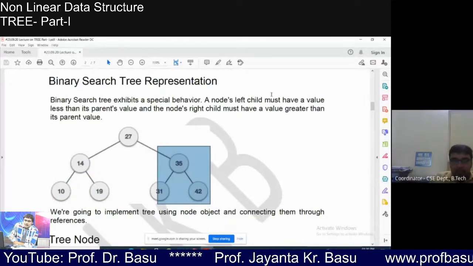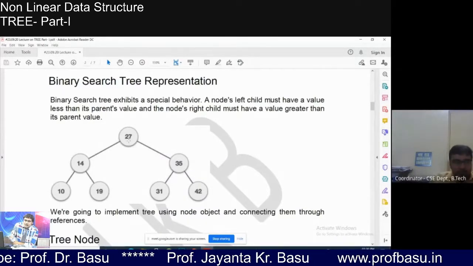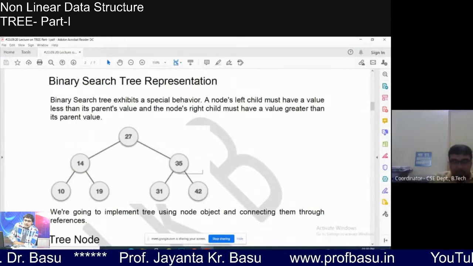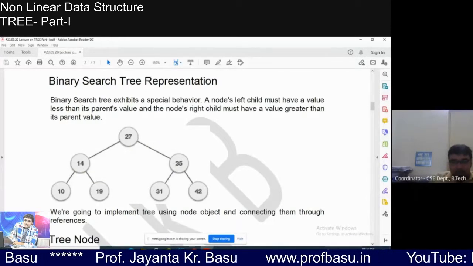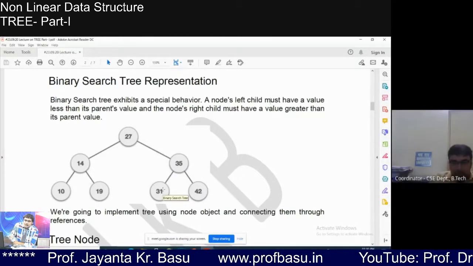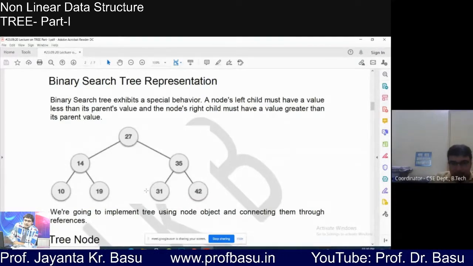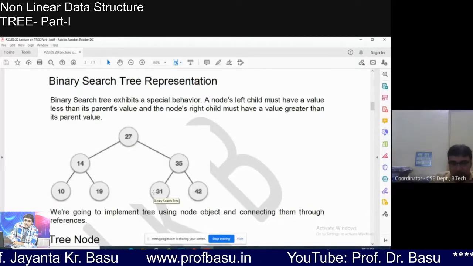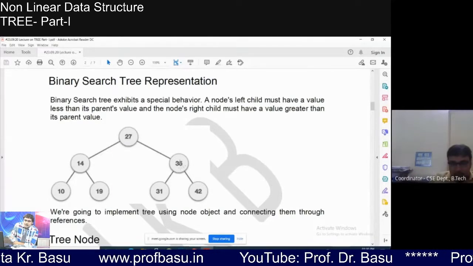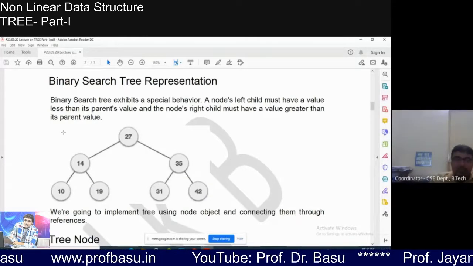You can see this 14 is the left child of this parent node 27, isn't it? 14 is less than 27. 35 is the right child of 27, so 35 has the greater value. Okay, understood. 31 is the left child of 35 but the right child of 27. So this node must have a value greater than this root node and less than this node, right? This way. So this is the main difference.